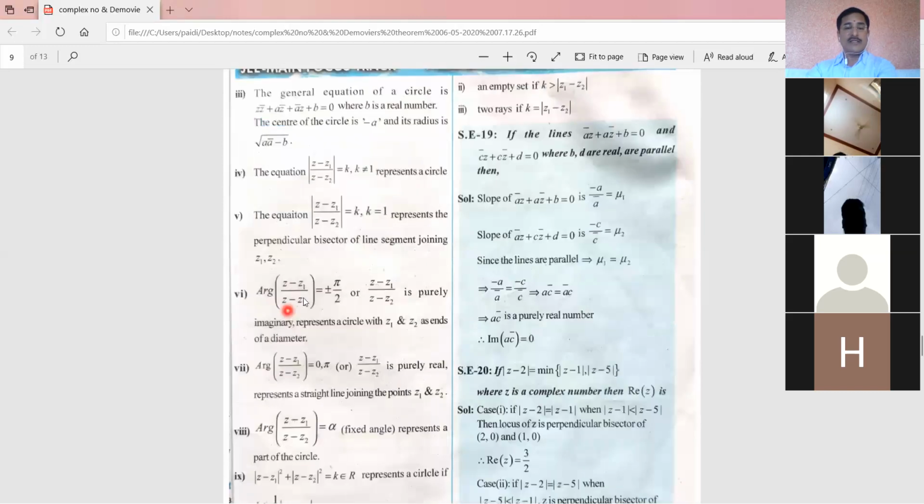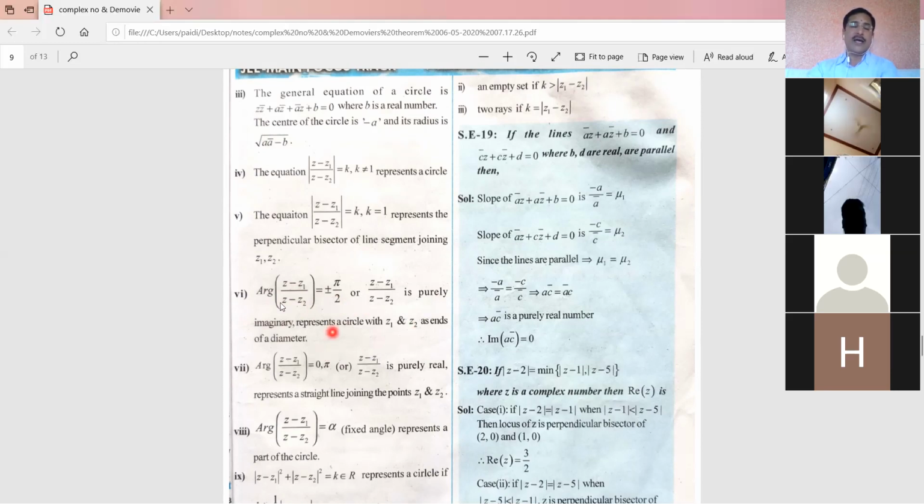And argument of z minus z1 by z minus z2 is equal to plus or minus pi by 2, or z minus z1 by z minus z2 is purely imaginary. Again, this is also a condition of the circle. This is in terms of modulus, and these are the conditions in terms of argument of the complex numbers. If argument of z minus z1 by z minus z2, that means the angle between the lines joining z and z1 and z and z2, is 90 degrees, equal to plus or minus pi by 2, or z minus z1 by z minus z2 is purely imaginary, then it represents a circle with z1, z2 as the ends of the diameter. z1 and z2 are the 2 endpoints of the diameter.